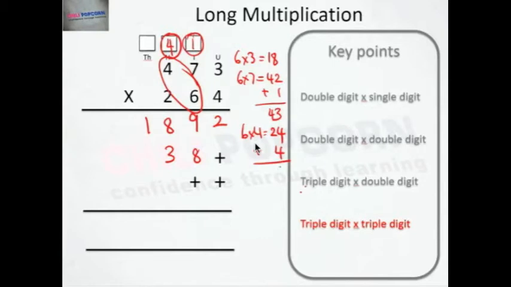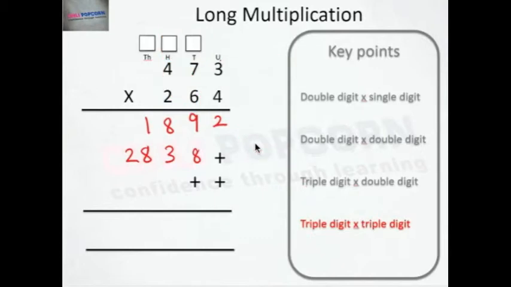So 24 plus 4 is 28, and we just write down 28. Remember, we must align the numbers together. So there's the thousands, this becomes the 10,000s. Now we do the last line.